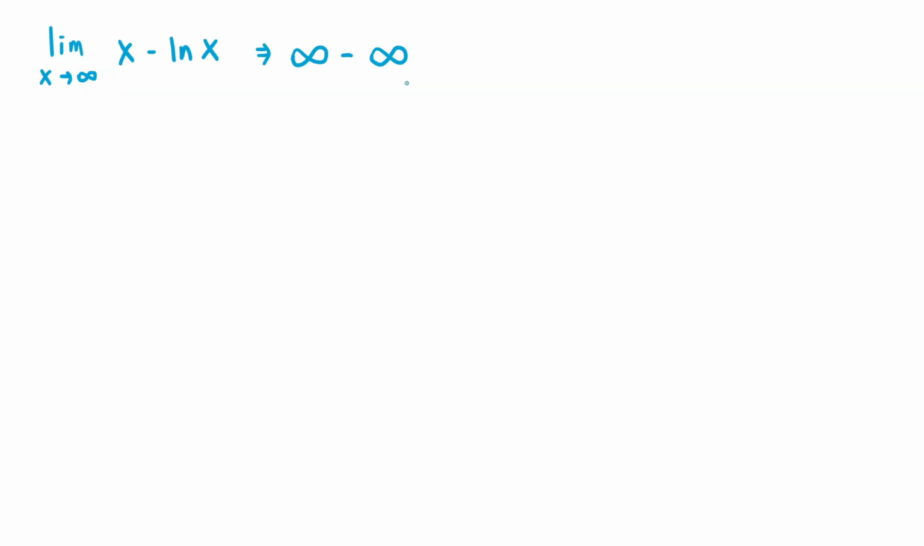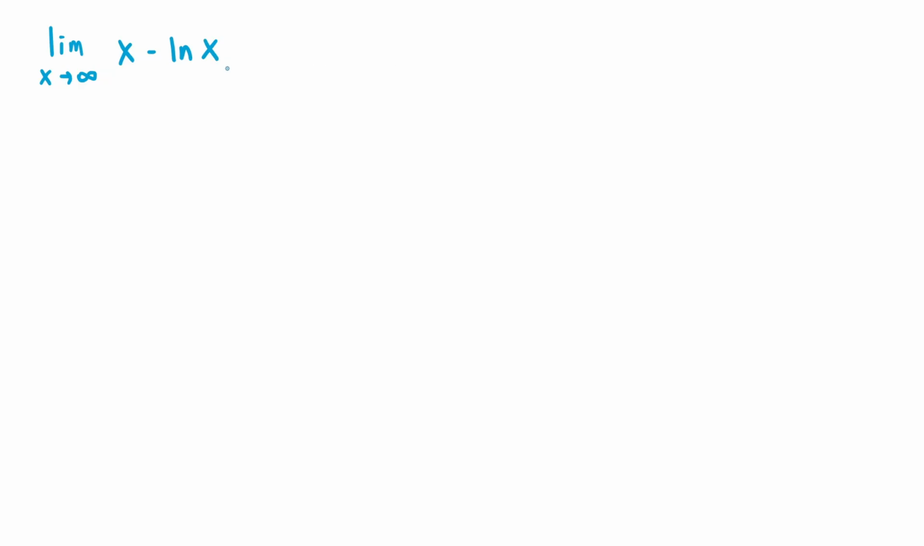However, we know that x grows faster than ln of x, so it's reasonable to assume that x minus ln of x would approach infinity as x approaches infinity. The intuition is that since we're subtracting a term that grows slower from a term that grows faster, x will dominate, and the ln of x term won't matter as x approaches infinity, so the entire x minus ln of x expression grows without bound. But this is just the intuition, and I would like to show this formally.